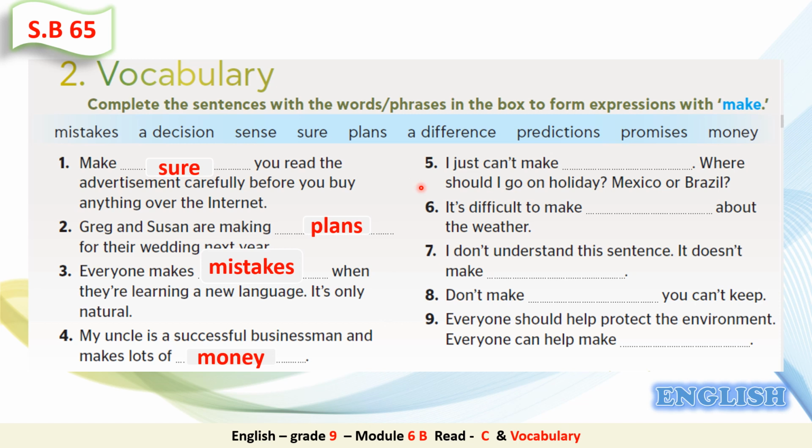Now, let's go to number 5. Brilliant. It's a decision. I just can't make a decision. Where should I go on holiday? Mexico or Brazil? Now, number 6. Very good. It's predictions. It's difficult to make predictions about the weather. Number 7, what do you think? Great. It's sense. I don't understand this sentence. It doesn't make sense.